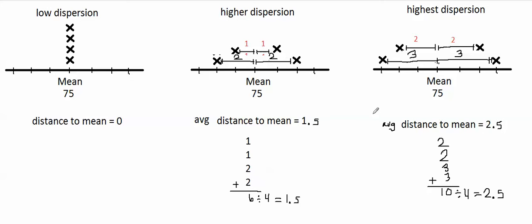So what I could tell someone is that in my class, the average distance to the mean was 1.5. And that person will be able to picture the amount of dispersion in my class. They'll know that the dispersion looks like this. And if I tell someone the average distance to the mean was 2.5, the person will know that the data looked like this.